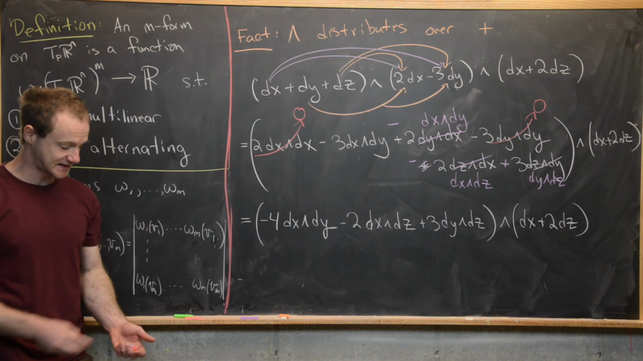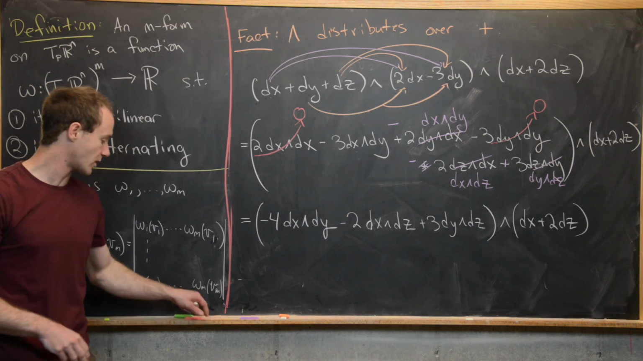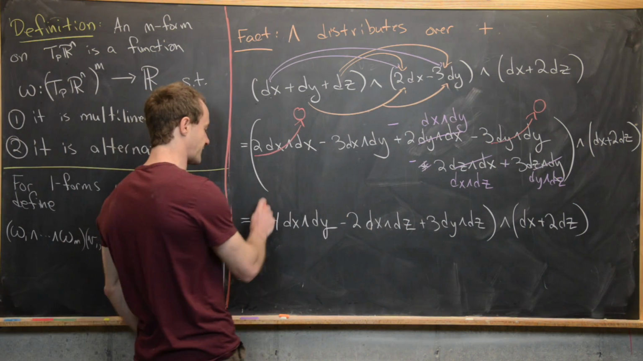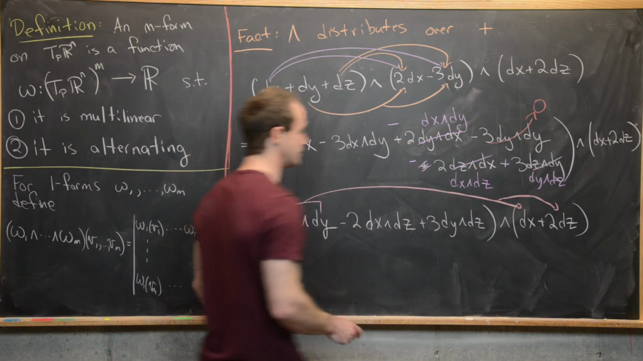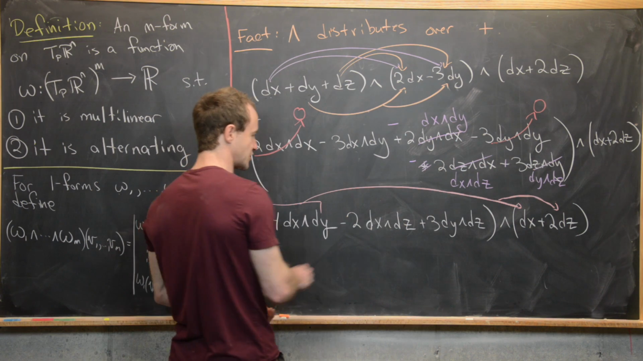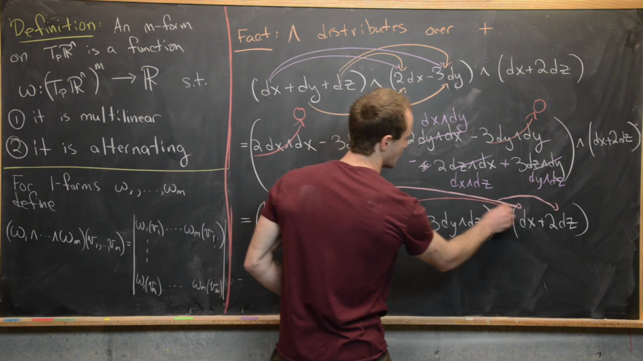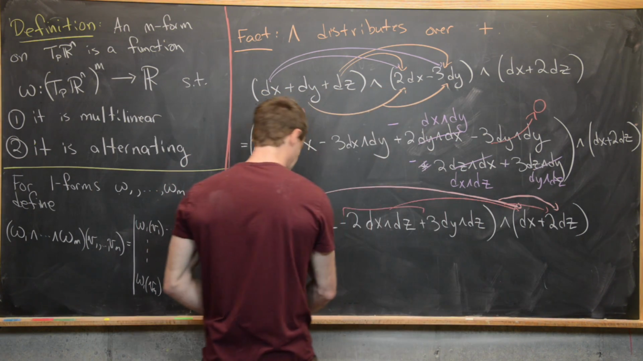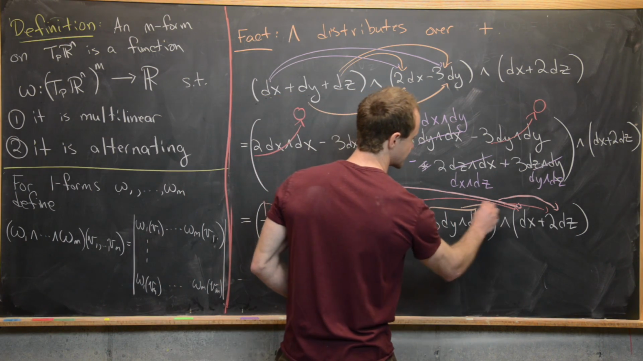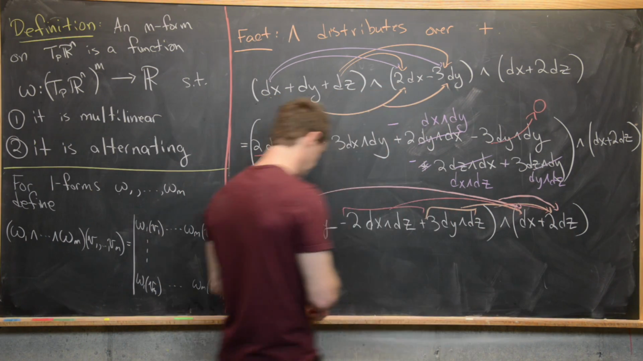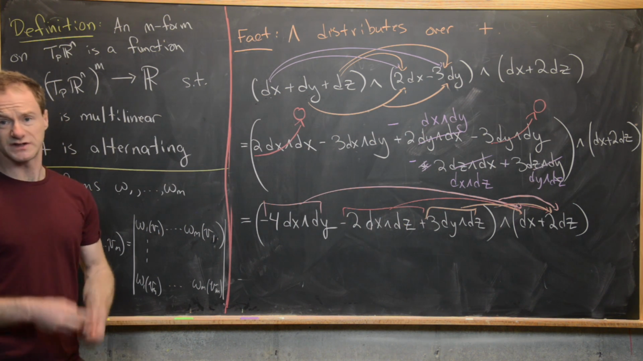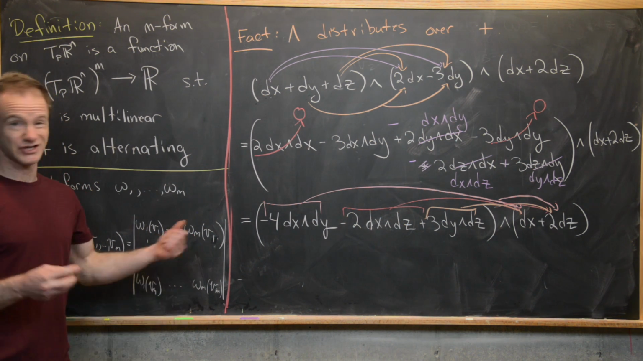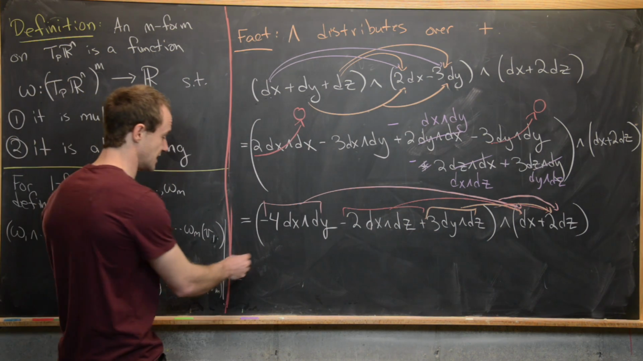And then here we are wedging this into dx plus 2 dz. So now we're going to do a similar distribution to what we did before. And so we need to take this first term and wedge it onto those two. We'll take this second term and wedge it onto those two, and also this third term and wedge it onto those two. So that's going to give us 6 terms in total. Some of those will be 0, but let's just write them all out to be thorough.